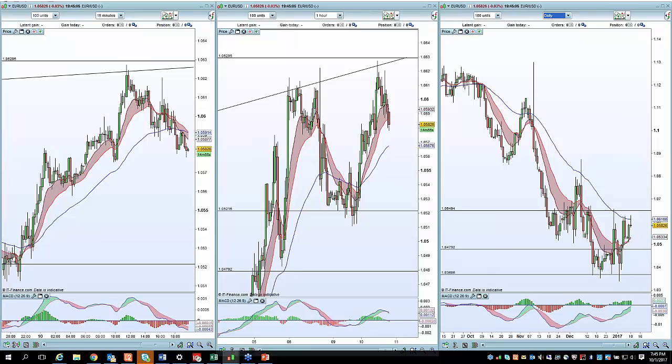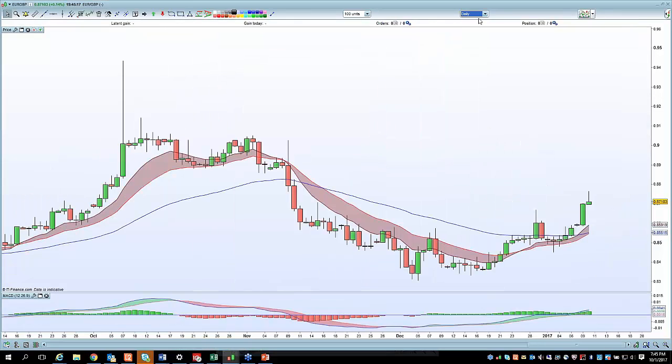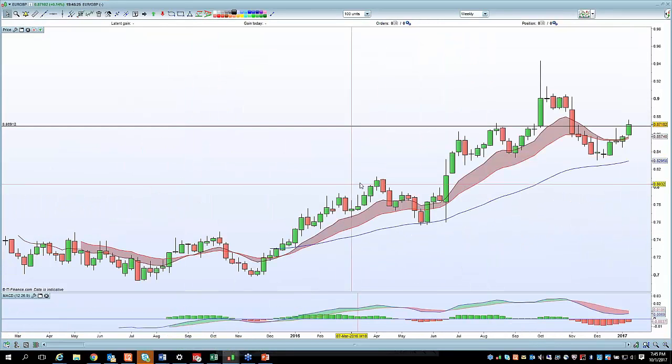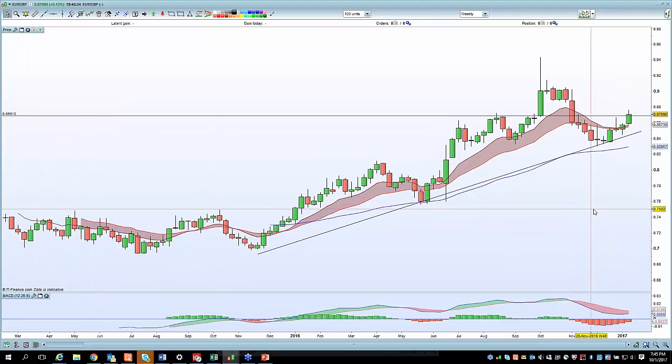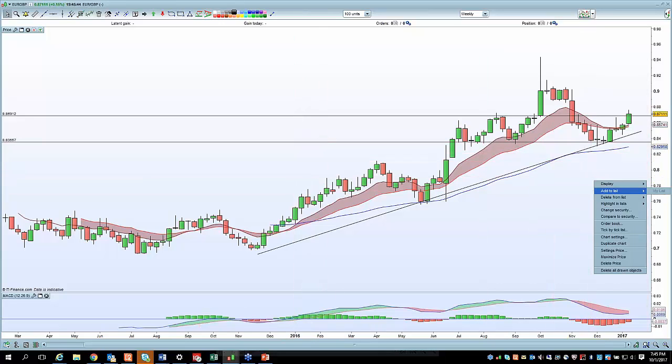What else? Euro pound. Let's have a look at euro pound. So euro pound, this is the weekly chart. It seems to be supported, seems to be a nice uptrend. Support level on the weekly chart is around the 83.50. Key thing, you're facing a key level right now.